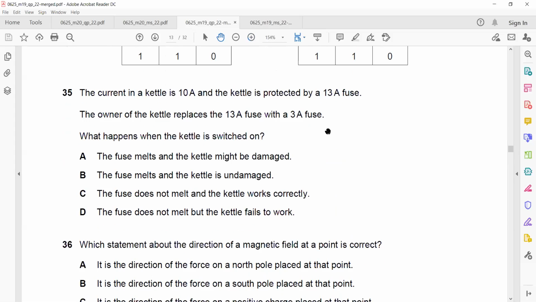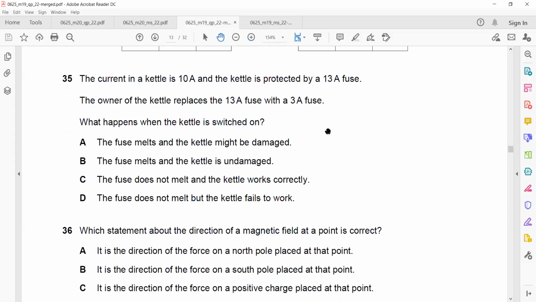Yesterday we discussed the fuse. The current in the kettle is 10 ampere and the kettle is protected by a fuse of 13 ampere. The owner of the kettle replaced the 13 ampere fuse with a 3 ampere fuse. What happened when the kettle is switched on?